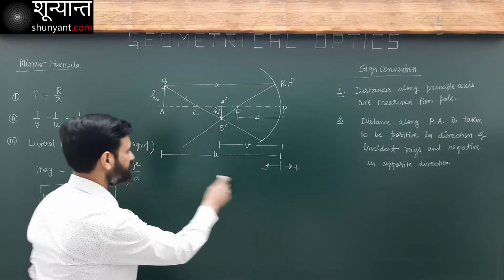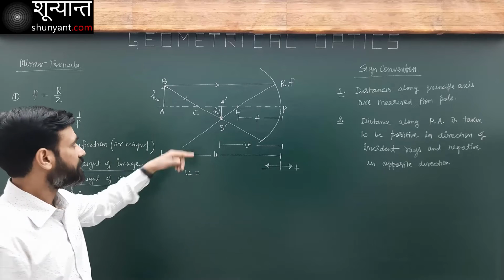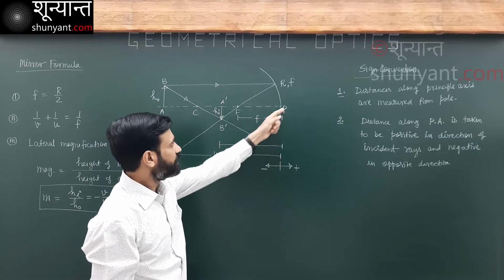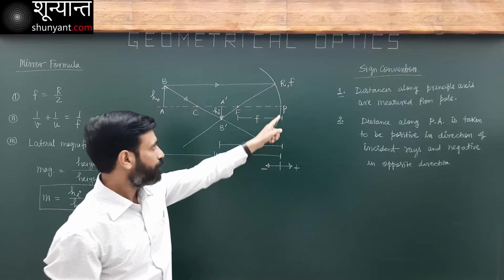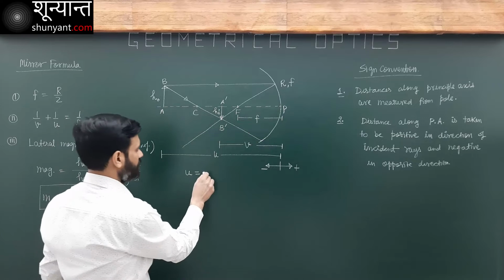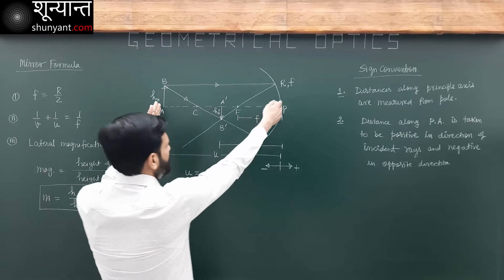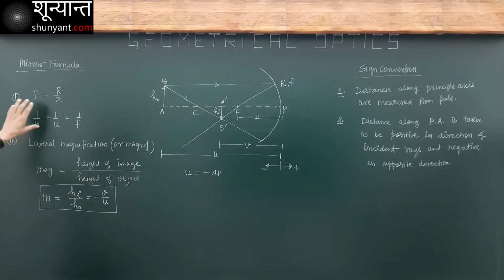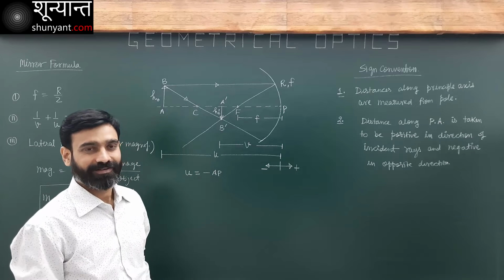For example, if I ask you what will be the object distance in this case? This is my object distance AP. Now this is to the left of the pole, and incident rays are going towards the right. I have to measure all the distances from the pole. This object distance is to the left of the pole, so it will be negative. It will be minus of AP. That means if this is 10 centimeter, then U will be minus 10 centimeter. So in this formula, I will write U as minus 10.